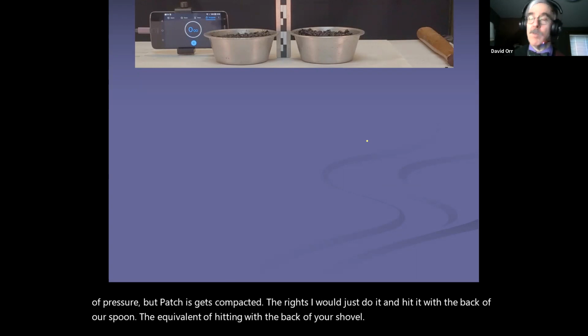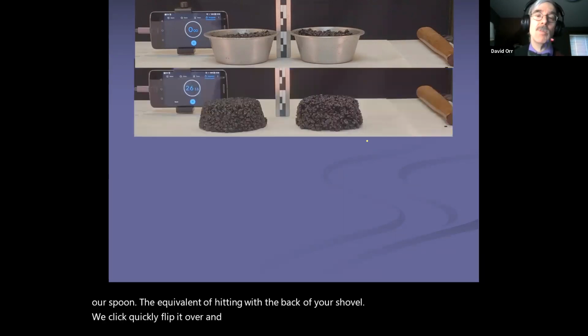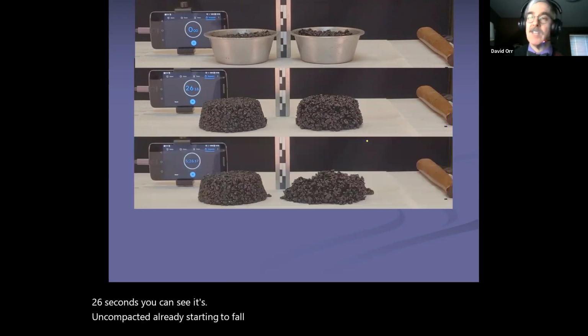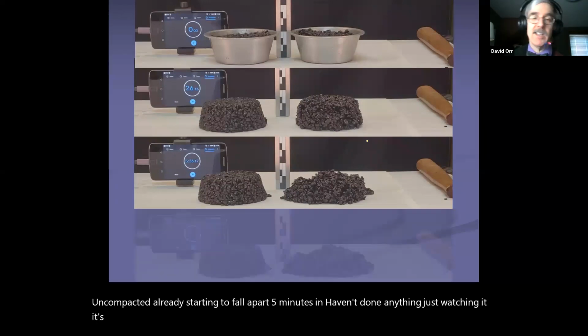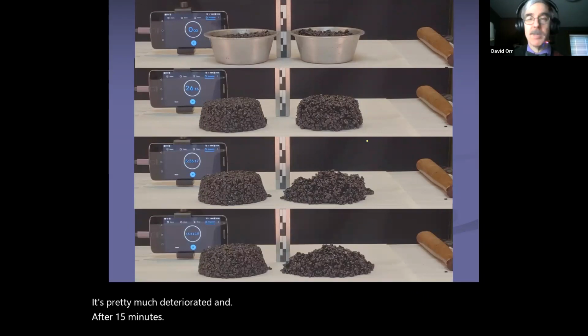So we quickly flip it over, and after only about 26 seconds, you can see it's uncompacted, already starting to fall apart. Five minutes in, we haven't done anything, just watching it. It's pretty much deteriorated, and after 15 minutes, it's pretty much useless. And that's what happens if you do throw and go.